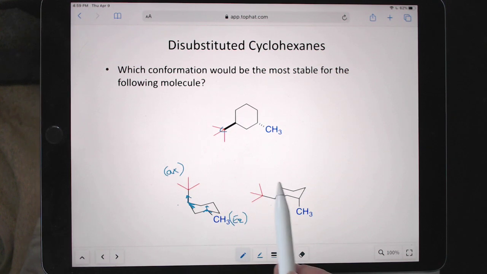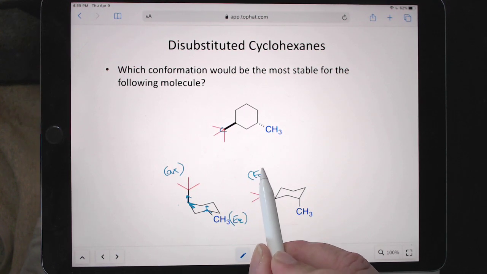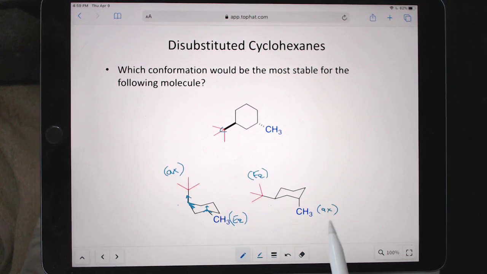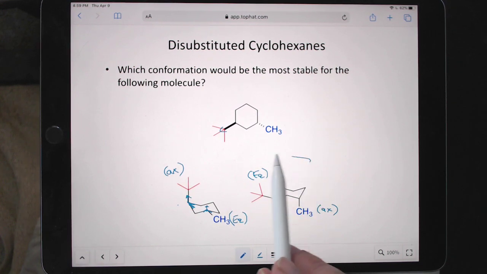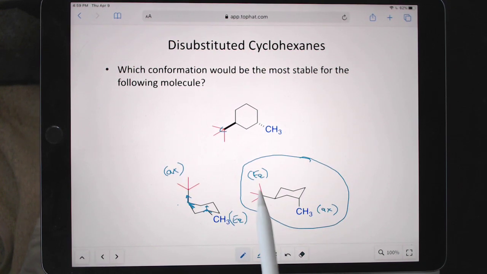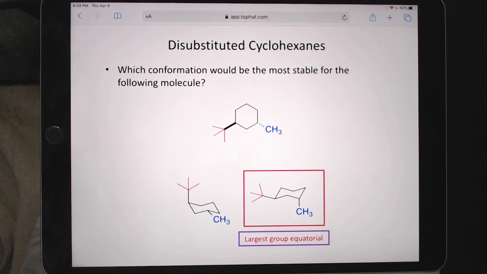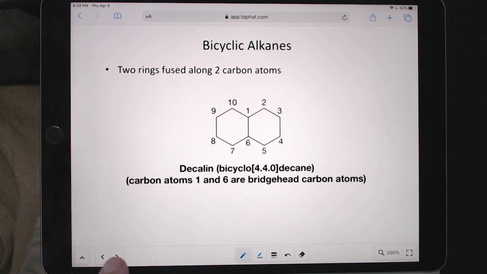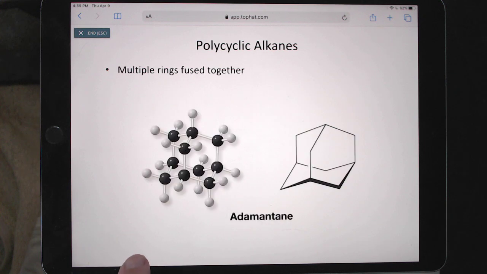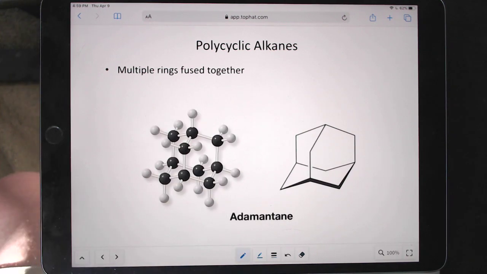When you do the chair flip, this automatically becomes equatorial, and this automatically becomes axial, because axial and equatorial flip. Here, you've got your larger group equatorial compared to the methyl, and so this is going to be the more stable of the two, because it's got the bigger group equatorial. Larger group wants to be equatorial. Now, I don't think you have to know much about these. So good luck.